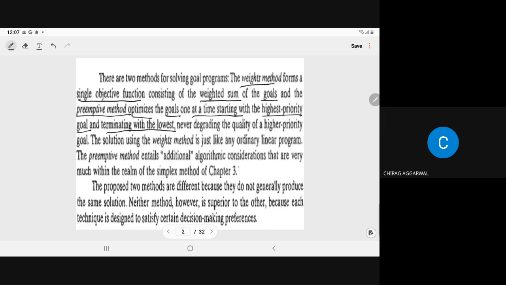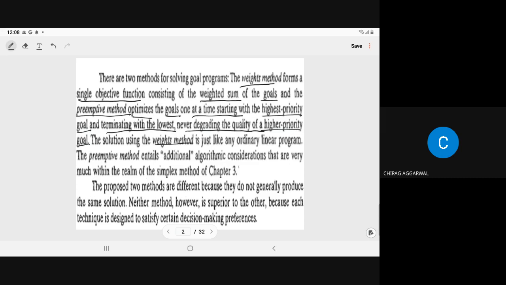But when we are using the preemptive method, we never degrade the higher priority objective function. Means, to optimize the lower priority, we never degrade the higher priority objective function. So never degrading the quality of the higher priority goal. The solution using either the weight method or the preemptive method may or may not be different, depending on what the goals are, what the weights are, and what the priorities are. Accordingly, we have different answers.